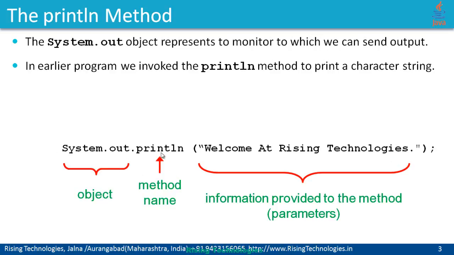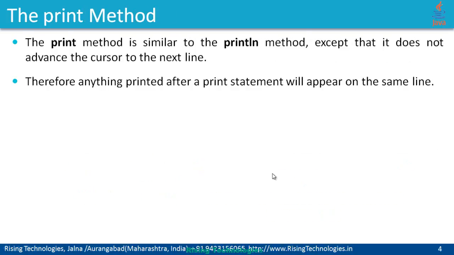System.out is an object, println is a method, and this string literal is the information provided to the method, that is the parameter. Just like the println method, there is one more method, the print method. It is similar to println, except that it does not advance the cursor to the next line. Therefore, anything printed after a print statement will appear on the same line. Let's have a practical look at this.